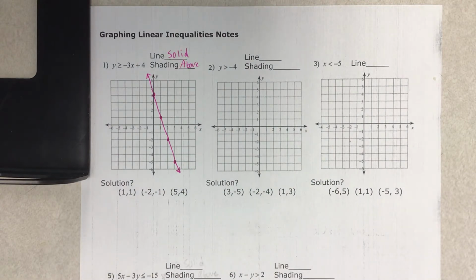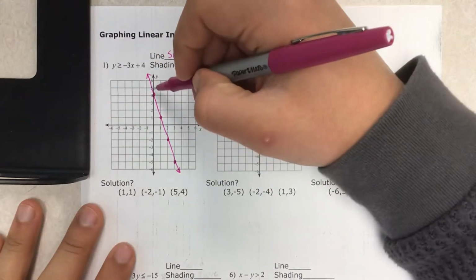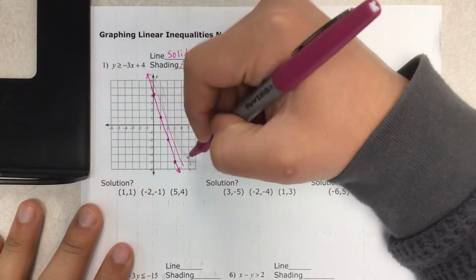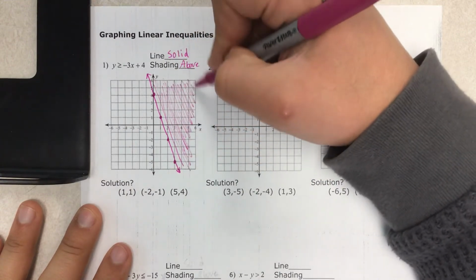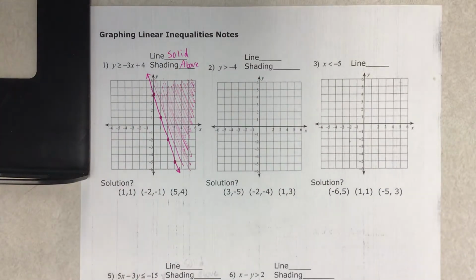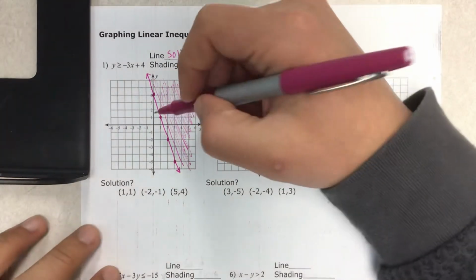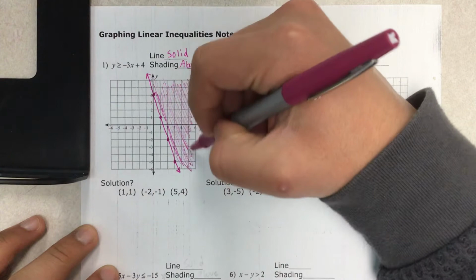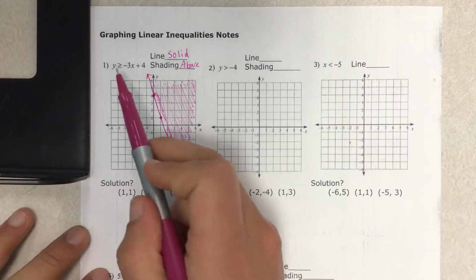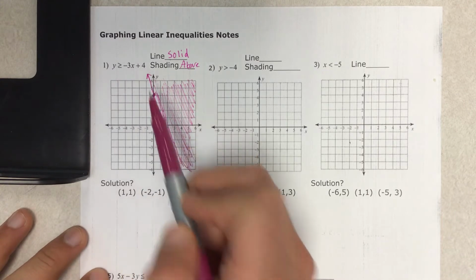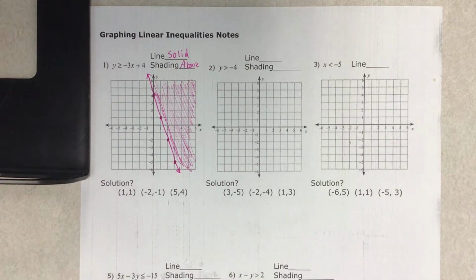Now, I'm going to be shading above. So I'm going to be shading above that solid line that I just drew. To do that, I'm going to do something like this. So I'm going to shade above. Again, this part doesn't have to be perfect. You don't have to color it all in. Just kind of make it known that it's shaded. Okay? Go a little more. There we go. Okay. So that's the inequality. That's y is greater than or equal to negative 3x plus 4. That's it right there. Okay?